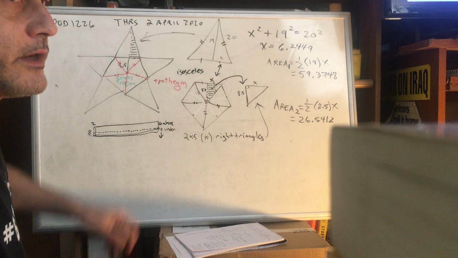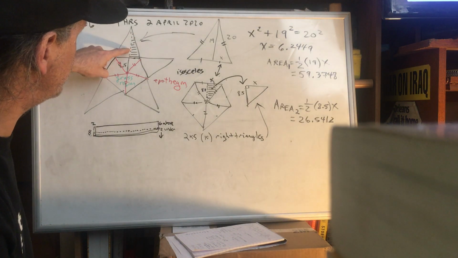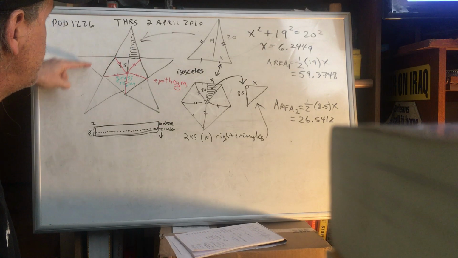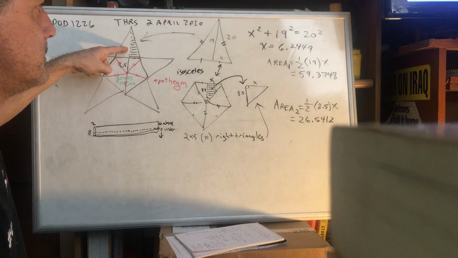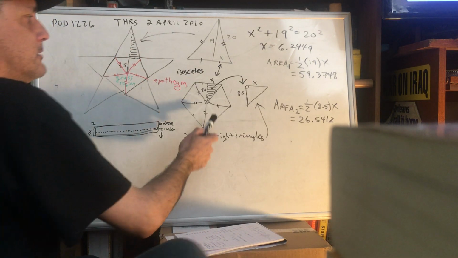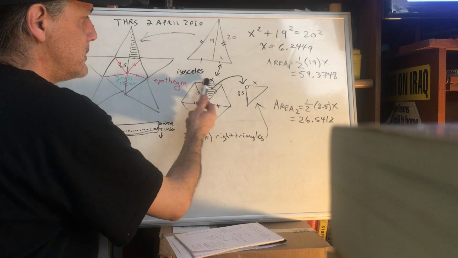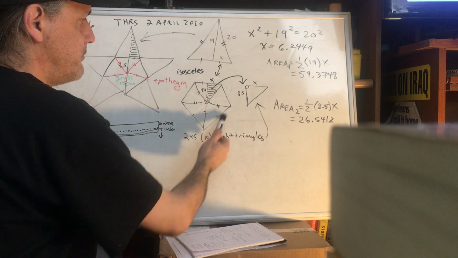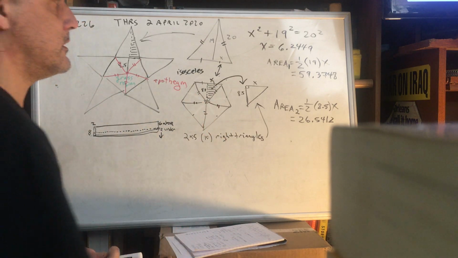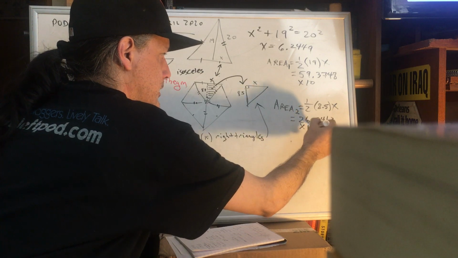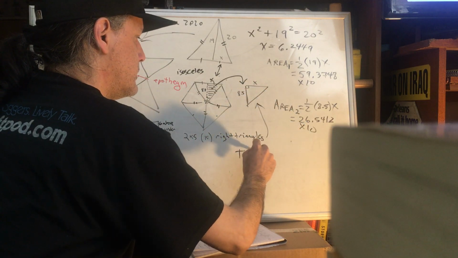How many of those do we have as we go around? Well, we have 2 per each isosceles triangle, and we have 5 isosceles triangles. 2 times 5 is 10. Same thing here. We have 2 of these right triangles in each isosceles triangle, and 5 isosceles triangles, so 2 times 5 is 10. So we multiply this by 10, and we multiply that by 10, and that's how we're going to get the total area.